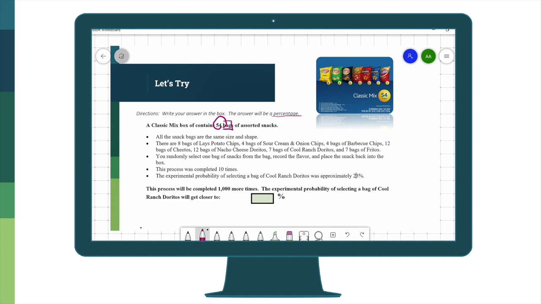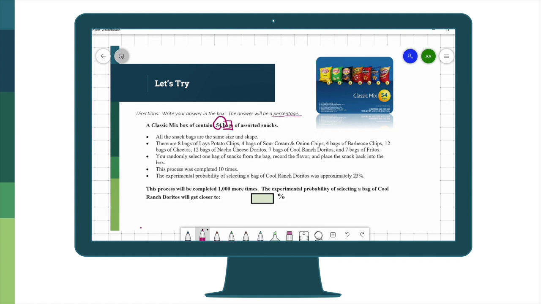Next, there are 8 bags of Lay's potato chips, 4 bags of sour cream and onion chips, 4 bags of barbecue chips, 12 bags of Cheetos, 12 bags of nacho cheese Doritos, 7 bags of Cool Ranch Doritos, and 7 bags of Fritos. I'm going directly for the Cool Ranch and the regular Doritos first. What about you? So you randomly select 1 bag of snacks from the bag, record the flavor, and place the snack back into the box.